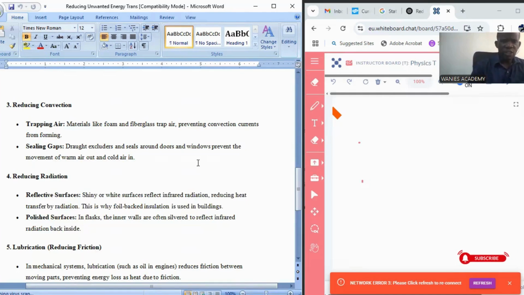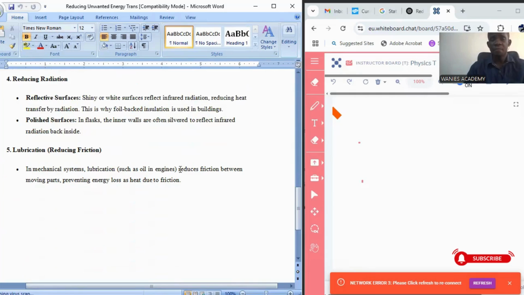Now, to reduce heat transfer by radiation, foil-backed insulation is also used in buildings. Then polished surfaces in flasks. You see our flasks, food flasks and all of those things. We use shiny, polished surfaces to reduce heat transfer. Now, the inner walls are often silver-lined to reflect infrared radiation back inside our flasks.